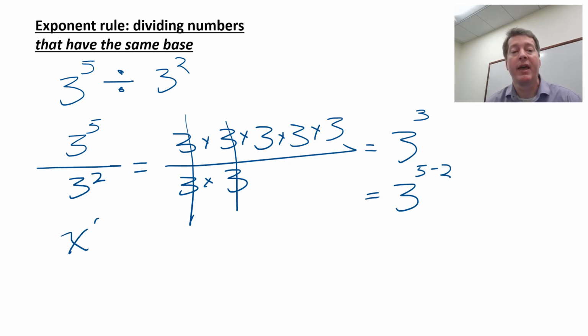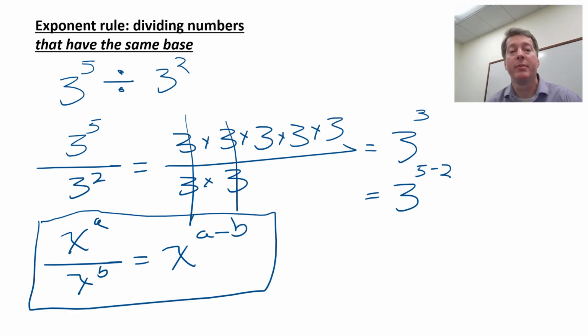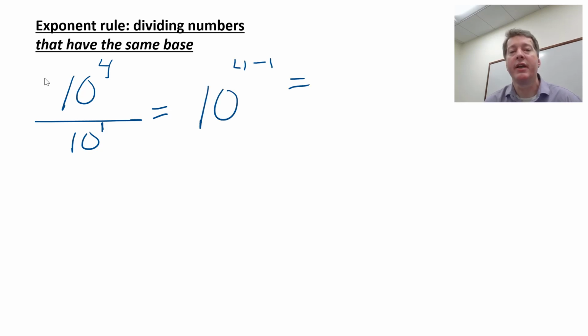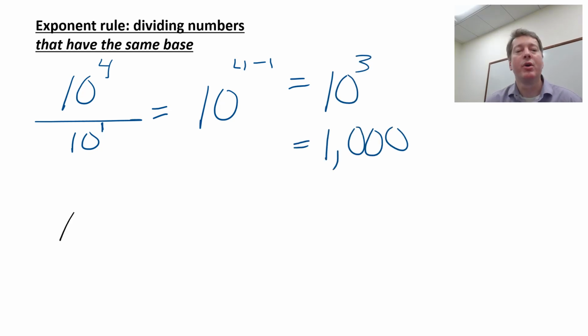So as a general rule, x to the a divided by x to the b is x to the a minus b. You subtract the exponents, another very important rule to memorize. Suppose I had 10 to the fourth divided by 10. Same rule, you subtract the exponents because 10 is the same as 10 to the 1. So this is 10 to the 4 minus 1. This is 10 cubed. This is what? This is 1,000.